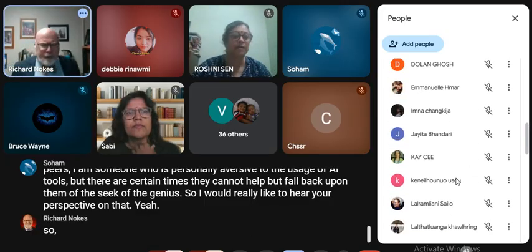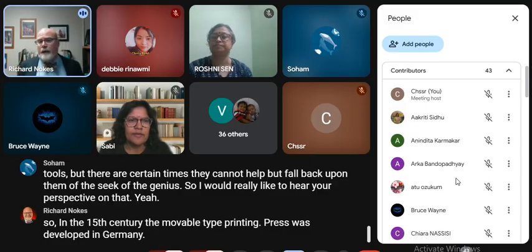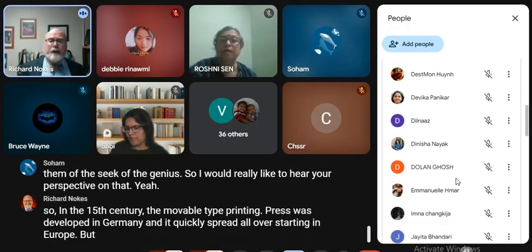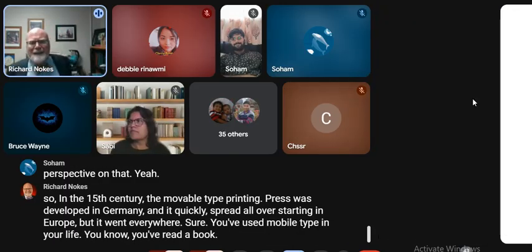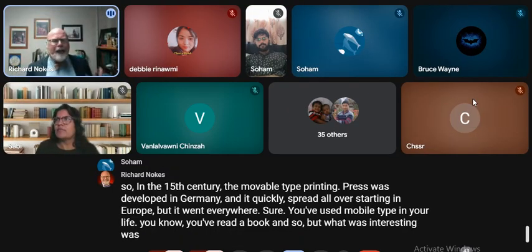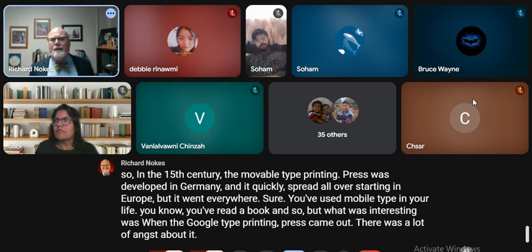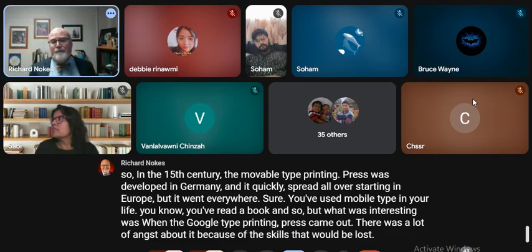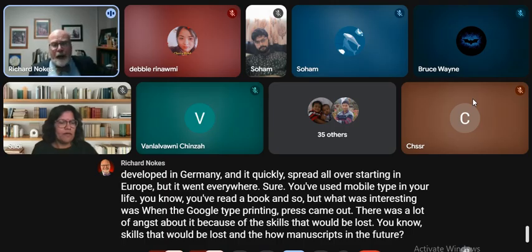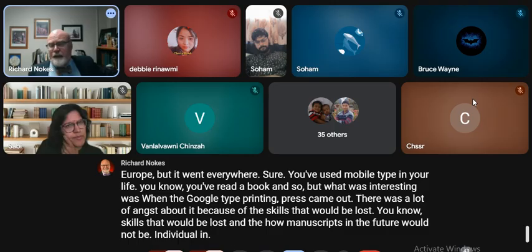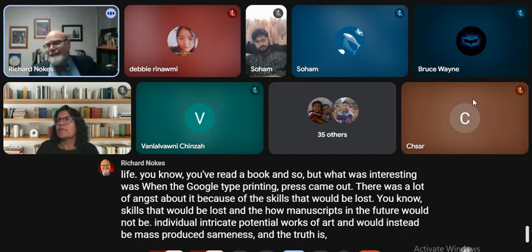So, in the 15th century, the movable type printing press was developed in Germany, and it quickly spread, starting in Europe, but it went everywhere. Surely you've used movable type in your life. You've read a book. But what was interesting was when the movable type printing press came out, there was a lot of angst about it because of the skills that would be lost, and how manuscripts in the future would not be individual, intricate, potential works of art, and would instead be mass-produced sameness. And the truth is, that did happen.